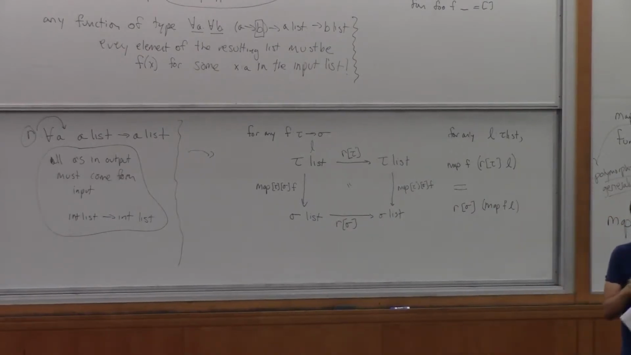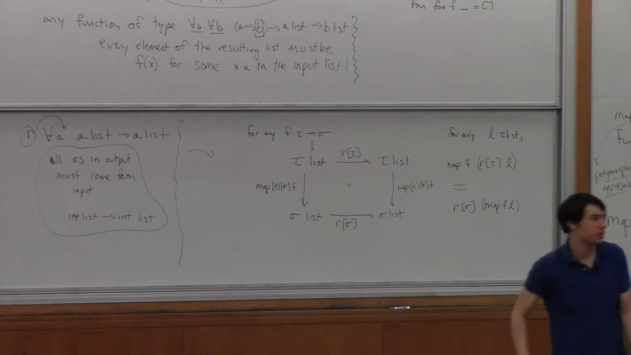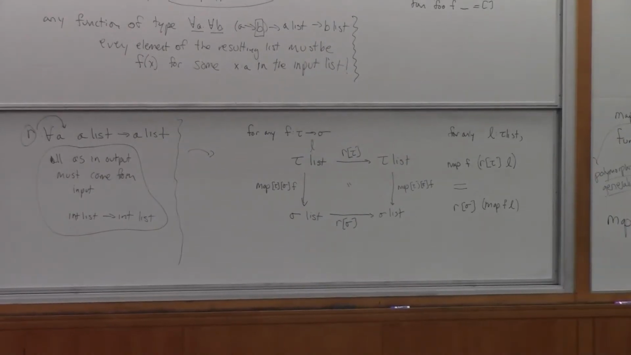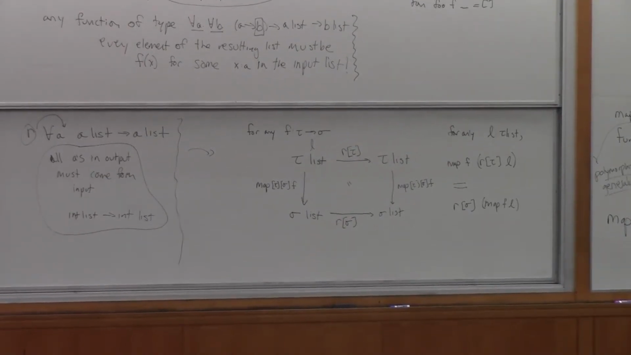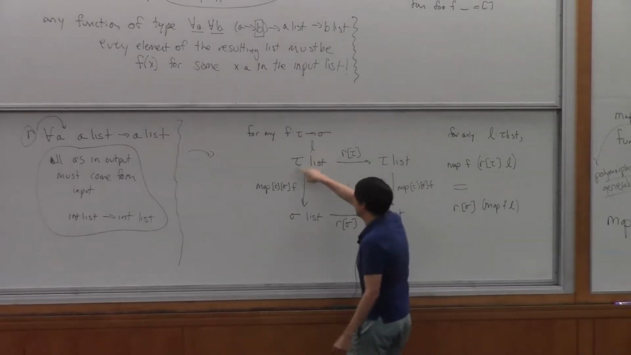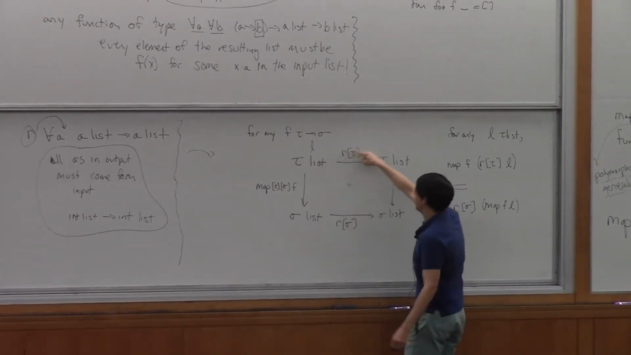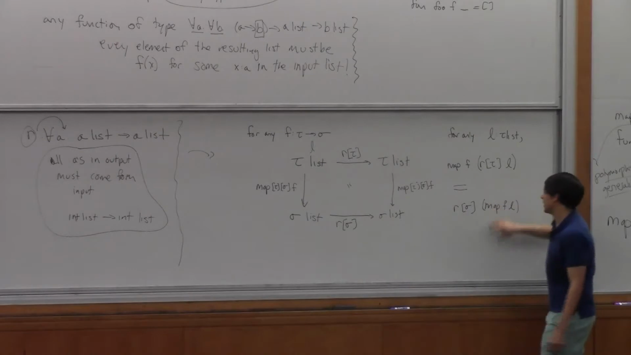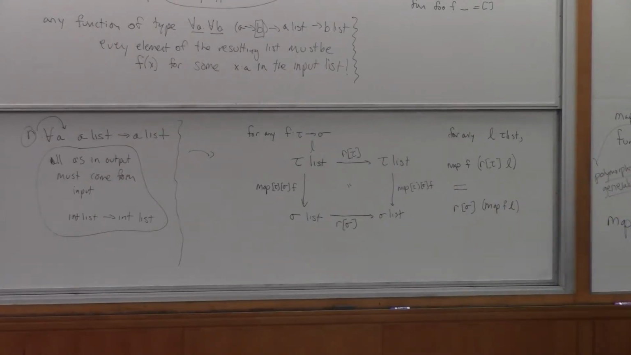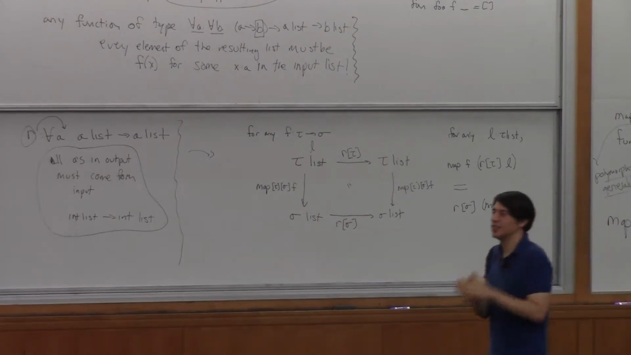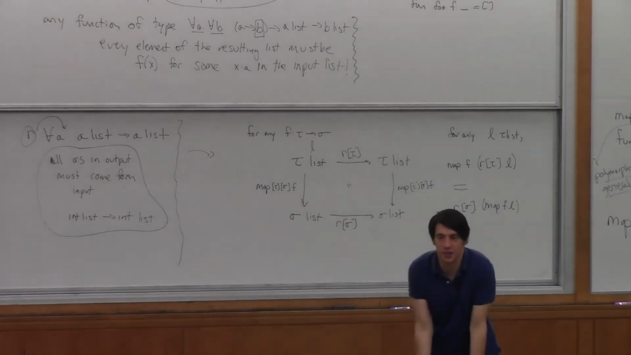Okay? So just as an equation between terms, the diagram commuting just means for any element of the source type here, L, if I go around that side or go around that side, then I get an equation. Okay? So is this plausible? What did we just say? Why is this true?